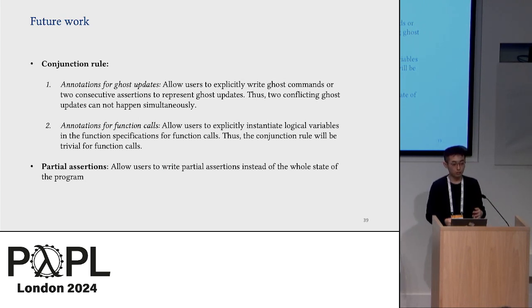We can have better solutions for the conjunction rule. For example, we can add annotations for the ghost updates, which allow users to explicitly write ghost commands in the source code in some way. That way, we will not have two conflicting ghost updates.